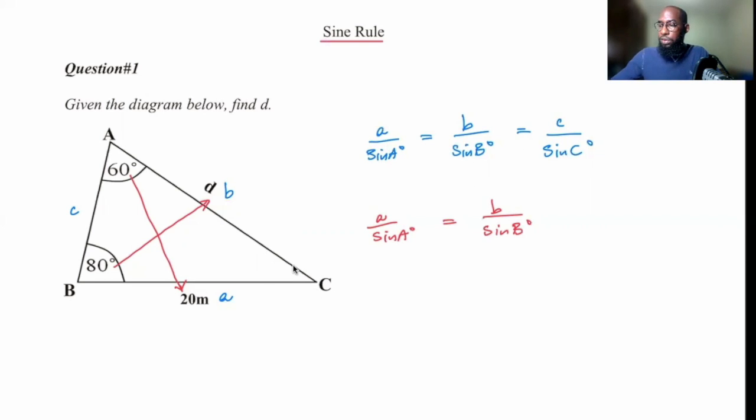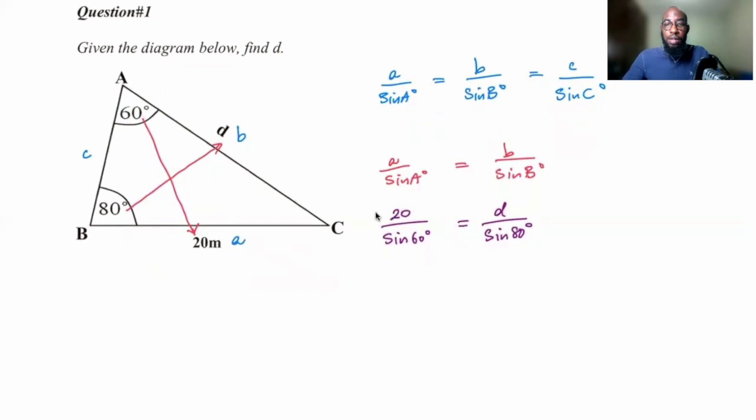Now I'm going to substitute. Common a is equal to 20, capital A is equal to 60 degrees, and that is equal to common b, which is d, and capital B is equal to 80. Right, so we have that there. Now we need to transpose. We need to figure out what d is equal to still. We need to transpose and get d equal to something.